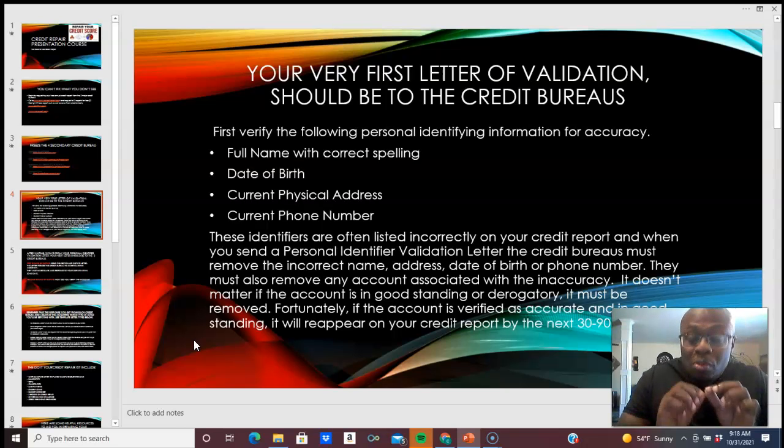So once you remove them, now the credit bureau has to respond and delete that information off your credit, or if they don't respond, it has to be deleted. So it's very important that you do this. Don't skip this step. This is a very important step to getting your credit back in shape. Very important. Freeze your accounts.